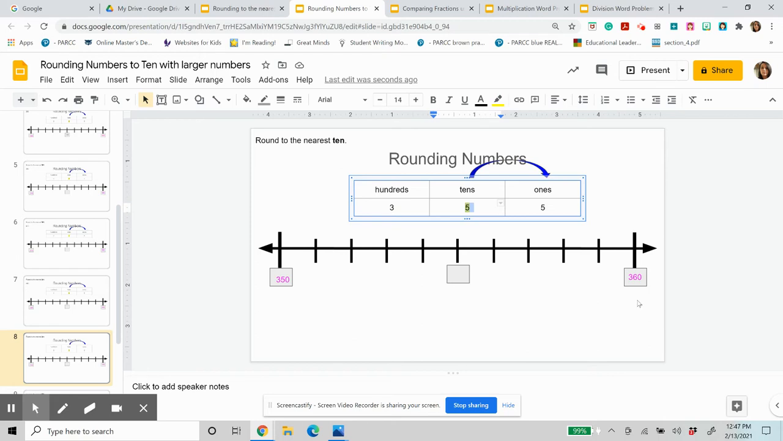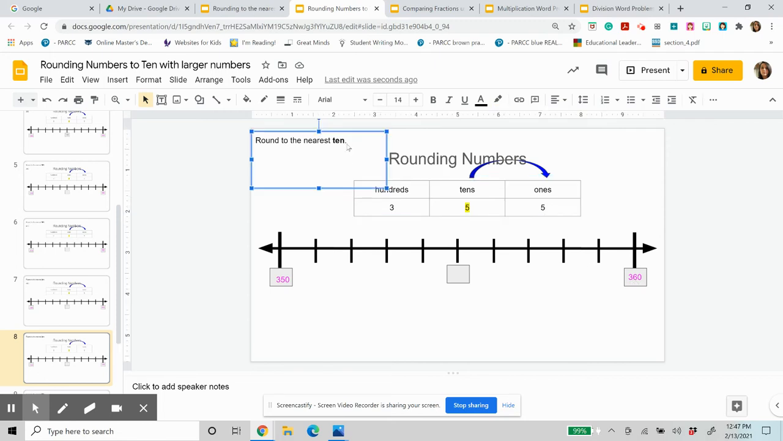okay? Then I'm going to look at my deciding factor. It's a 5, 5 and up. We always round up, so we're going to go towards this number. So 355 rounded to the nearest 10 would be 360.